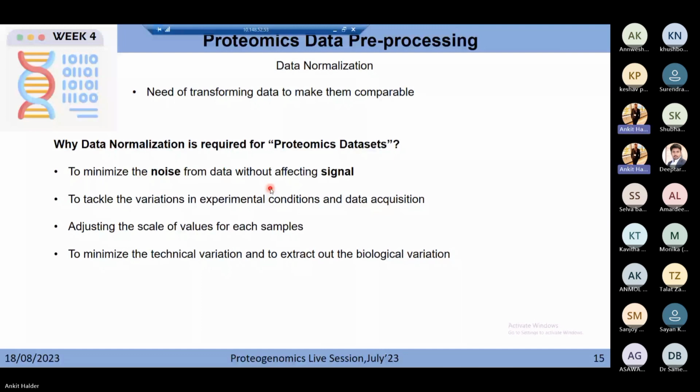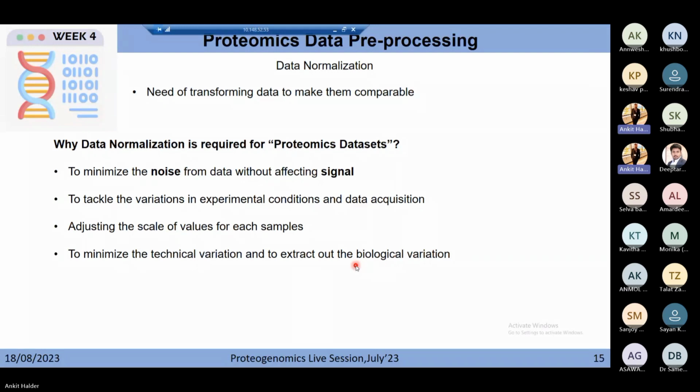The major concept, or main thing, is to minimize our technical variation and extract out the biological variation. Hopefully it is clear to everyone, and the pictures of the chromatogram have made it visually clear how, in real data sets, when you run your samples, you will get data which behave differently, and hence we need to transform those data, and only then can we perform the analysis.